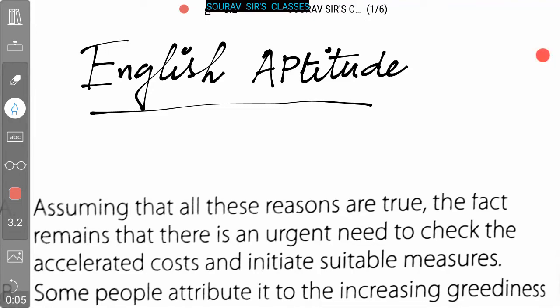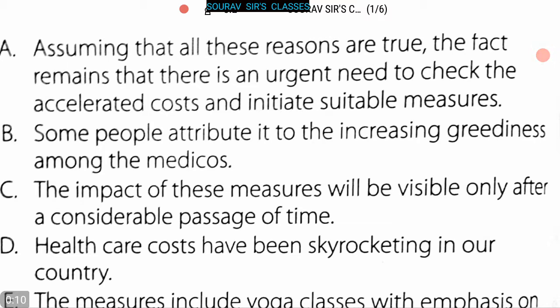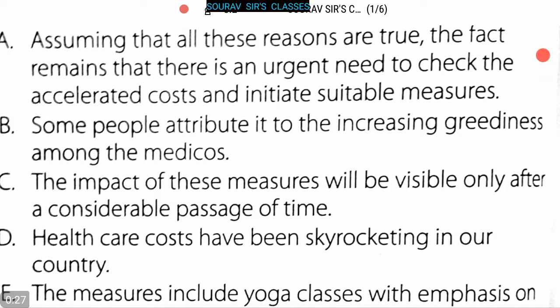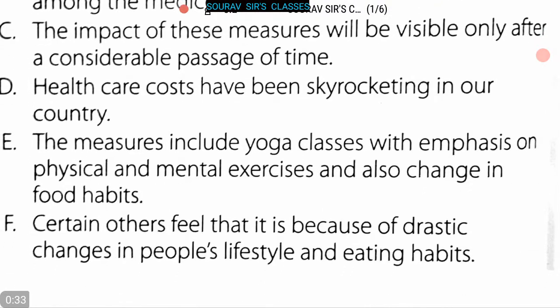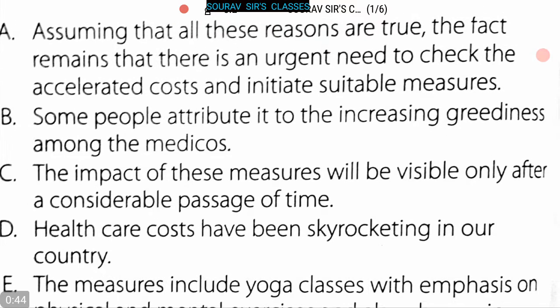Today our topic is English aptitude, and here a passage is given through some points, but these points are not sequence wise. So at first we have to read this passage and then make a sequence for these points and form a correct passage. We have to rearrange the following six sentences in a proper sequence to form a meaningful paragraph. Then we have to answer some questions. So now at first let's read the passage.